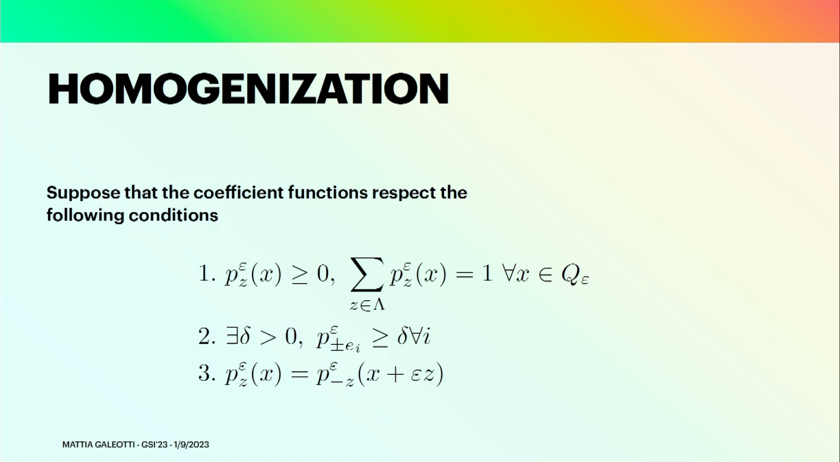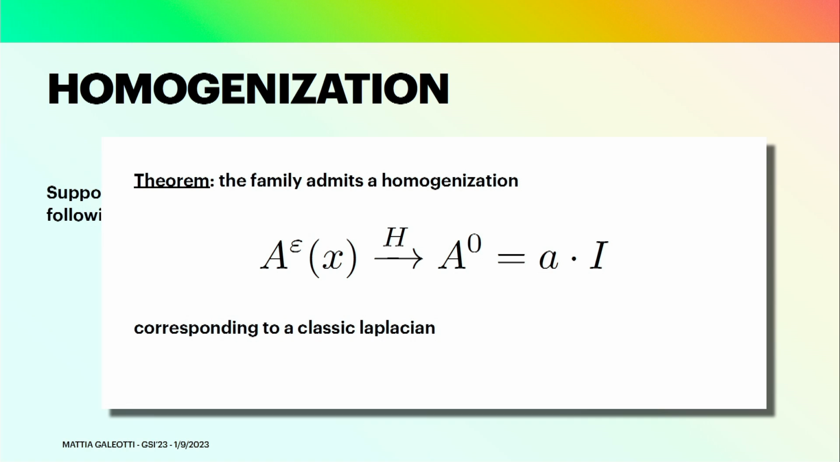Well, if these conditions are respected, we have this important theorem, that there exists a homogenization of this sequence of discrete Dirichlet problems, and in fact this homogenization corresponds to a classic Laplacian. So it is not only diagonal but is a multiple of the identity, so the homogenization is a multiple of the classic Laplacian. And I want to stress that this is not exactly the problem we started from. It's a simplified version, but it is very promising.